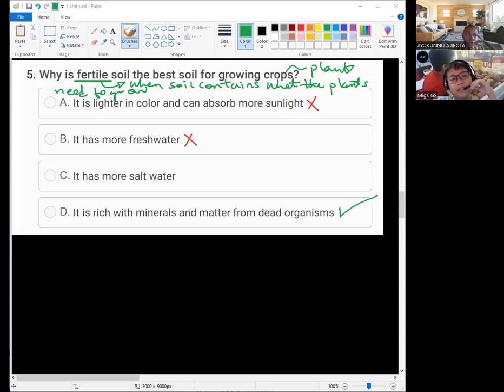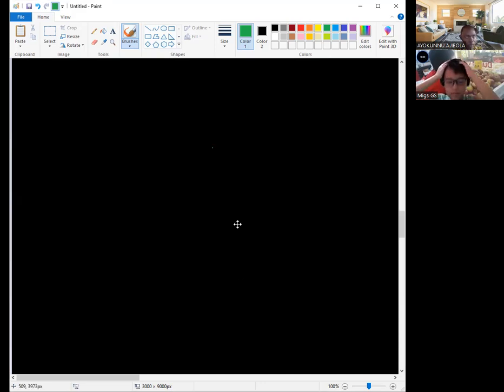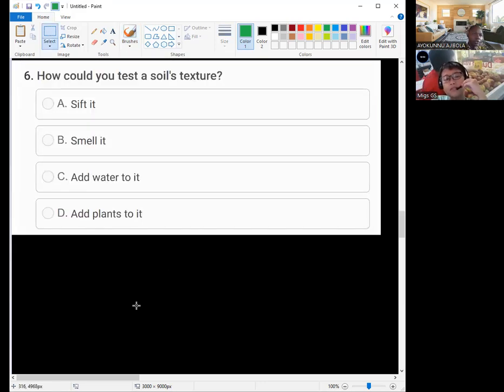So we're talking about soil and its fertility. But the next question is about the texture of soil. When you touch soil, how would you know? How would you test the texture of a soil? Let's look at this. Is it when you sift the soil? Yeah, that's correct. When you sift it, you will know if it contains small or big particles, okay?